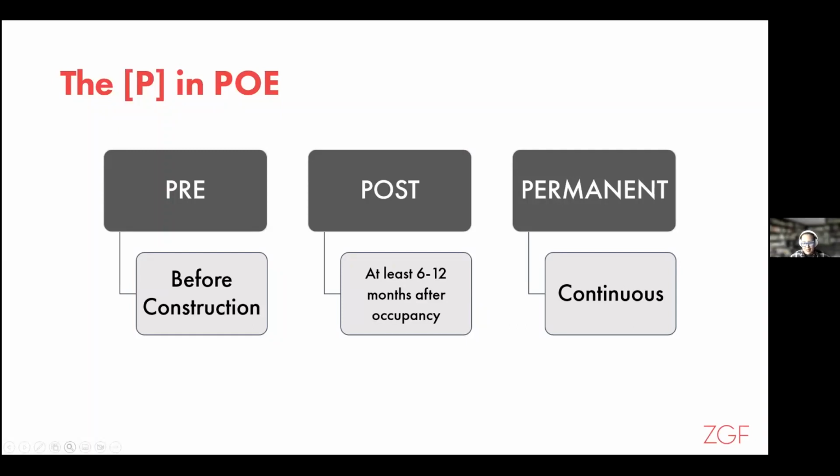When we talk about occupancy evaluation, most people go straight to post-occupancy and only think about after we build the building. Usually when we talk about post, we mean at least 6 to 12 months after occupancy. Some people might do it up to 2 years. Pre-occupancy is anytime before construction or renovation, and we'll talk in a minute about what that means and how you do it. We're also starting to talk more about permanent occupancy evaluation, which is continuous monitoring while the building is occupied. That is now possible through all of the different sensor technologies.